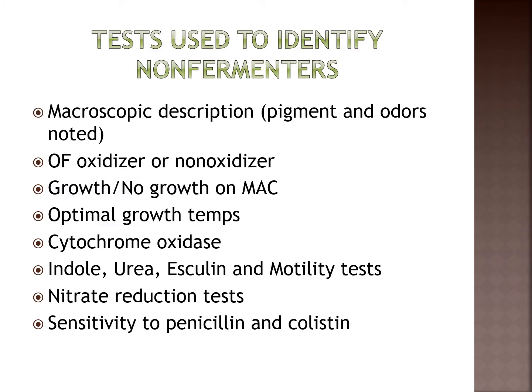Now, some of the tests that we can use to identify non-fermenters would be things like our macroscopic description. What is the pigment and the odor of the organism you're trying to identify? We can do OF oxidizer or non-oxidizer tests. We can determine if our bug has grown on MacConkey or not. We can place it in different temperatures and see where it grows optimally. We can do the cytochrome oxidase test. And then other tests we would do would be indole, urea, esculin, and motility tests, nitrate reduction tests, and finally we can see if our organism is sensitive or resistant to penicillin or colistin. This is just kind of a condensed list of all the tests that we do to identify the non-fermenters.